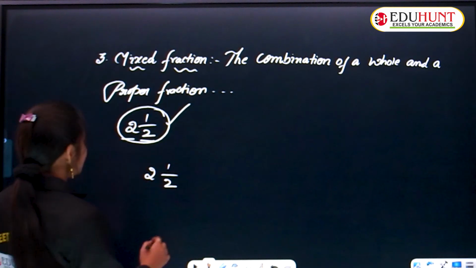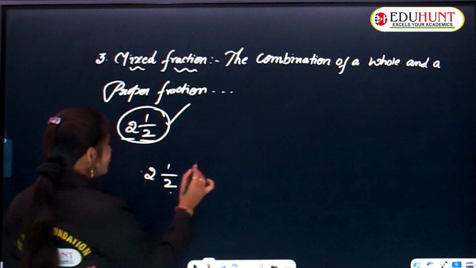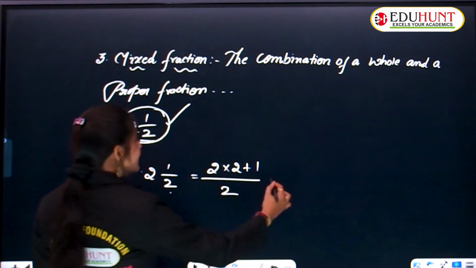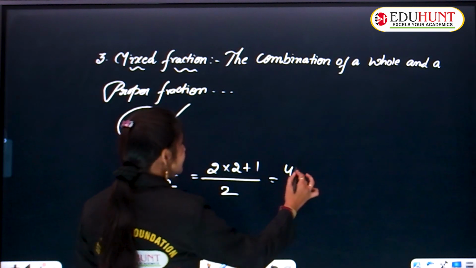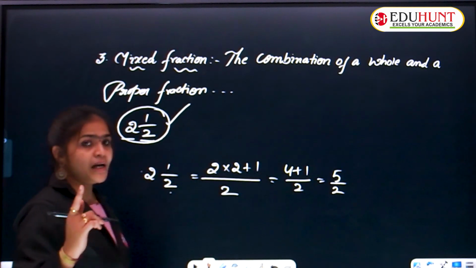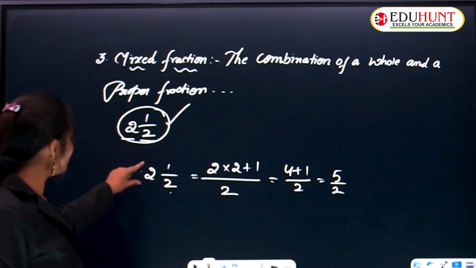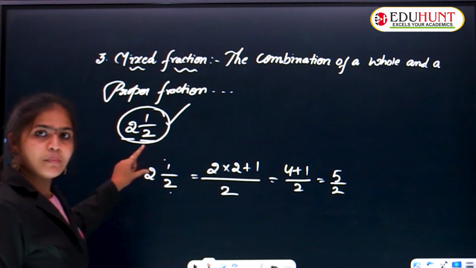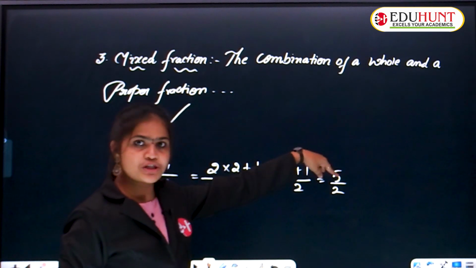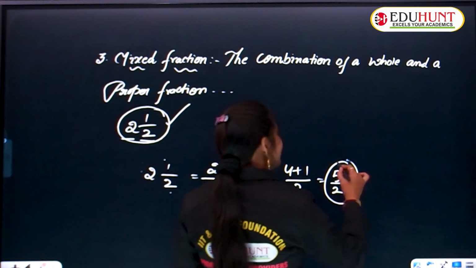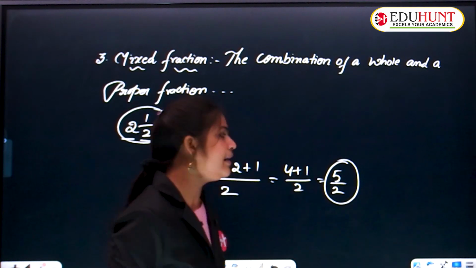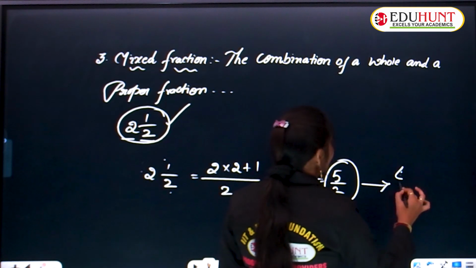Understood? Now here we can write this as 2 into 2 plus 1 by 2. Then we will get 2 2's are 4, plus 1 by 2. Then we will get 5 by 2. What did I tell you? This is the combination of a whole and a proper fraction. After converting into a fraction, what kind of fraction did we get here? 5 by 2. 5 by 2 means the numerator is greater than the denominator. Then we will call this fraction improper, no?